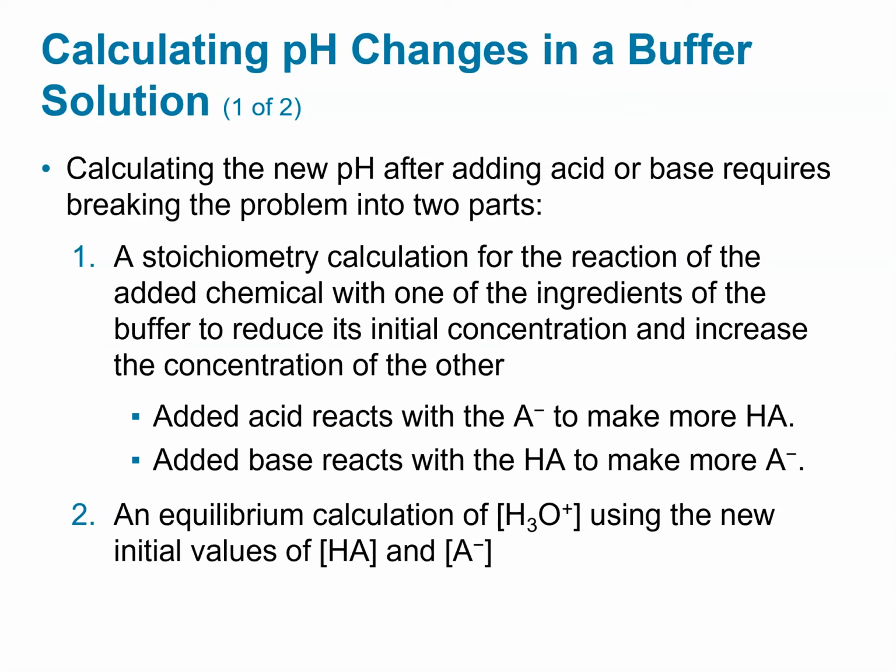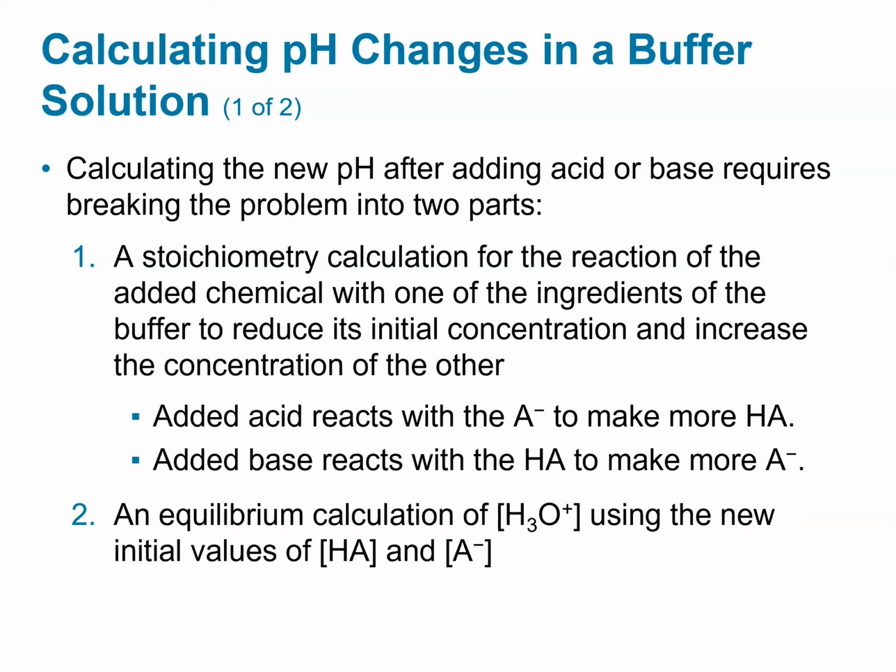So, let's talk about calculating pH changes in buffered solutions. There's typically two parts of solving these problems. So let's do a couple of these. Calculating the new pH after adding acid or base requires breaking the problem into two parts. One, the first part is a stoichiometry calculation for the reaction of the added chemical with one of the ingredients of the buffer to reduce its initial concentration and increase the concentration of the other.